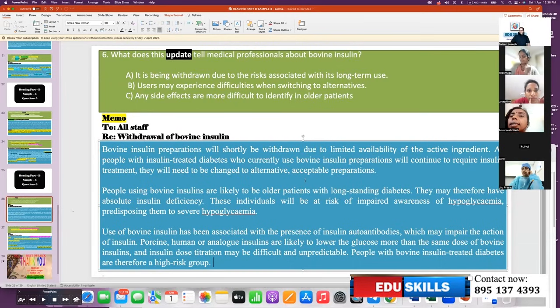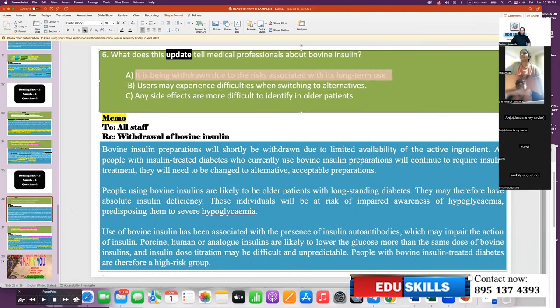Okay. This is a gist-based question. Option A says it is being withdrawn due to the risks associated with its long-term use. But here it says bovine preparations will shortly be withdrawn due to limited availability of the active ingredient. So that cannot be the answer. The topic sentence in the first paragraph says so. Not because of long-term use, but because the ingredient is not available.